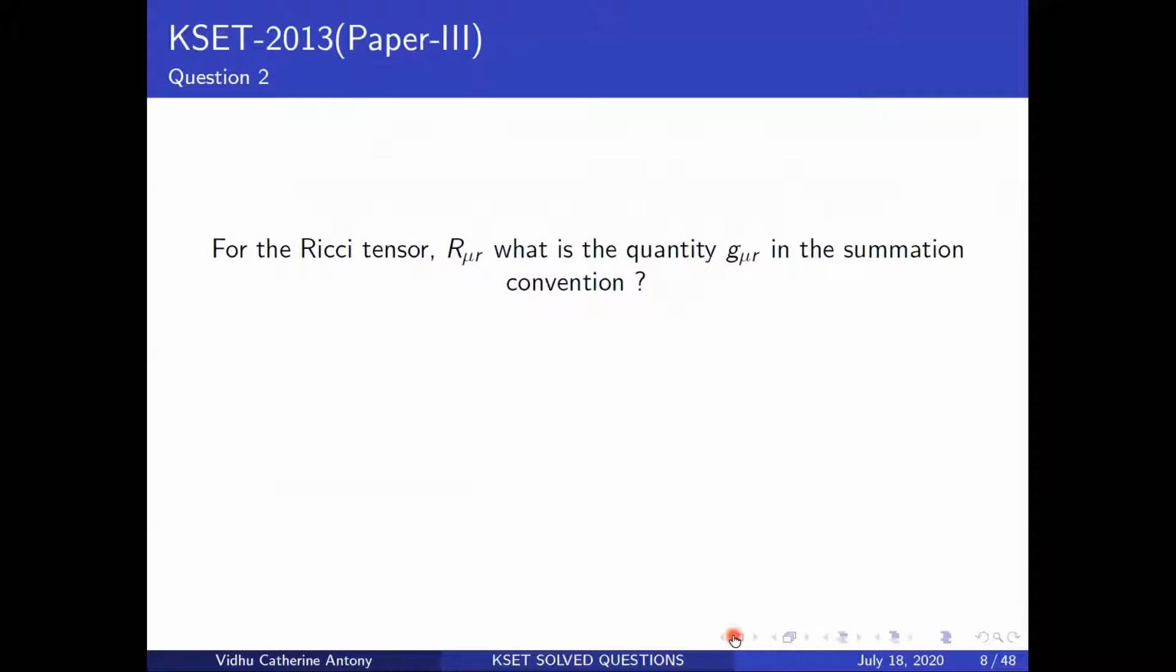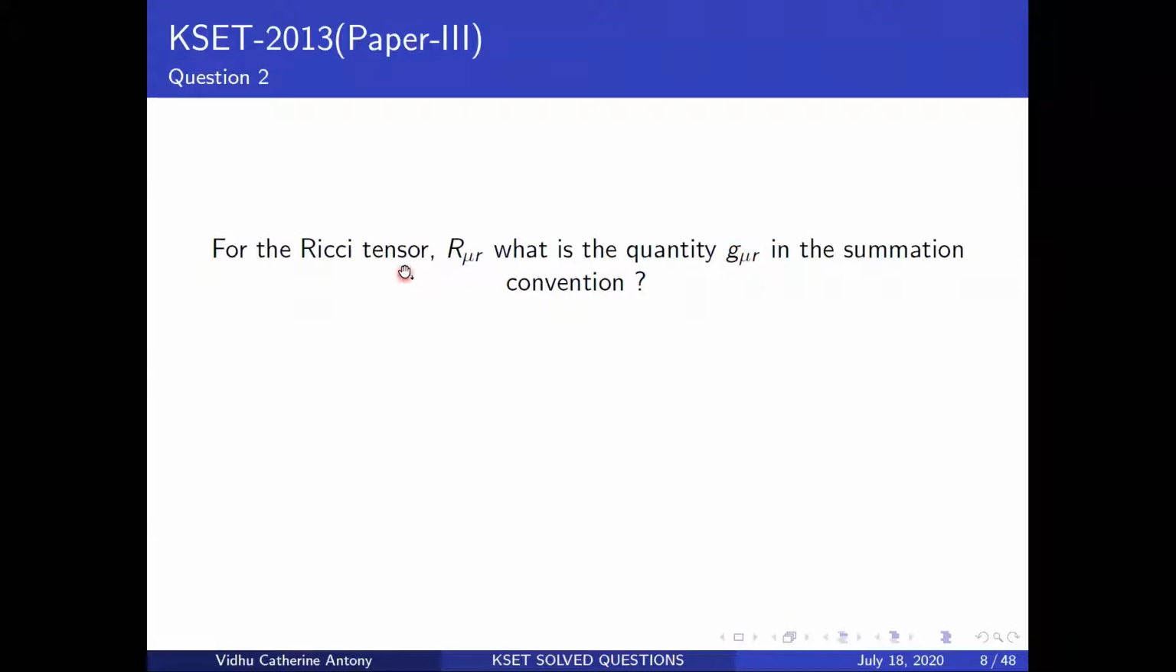Now, this is a really interesting thing called the Ricci tensor. It has huge applications in GR, general relativity. Here this question is not very correctly framed. They're asking you what this quantity is, G mu R.